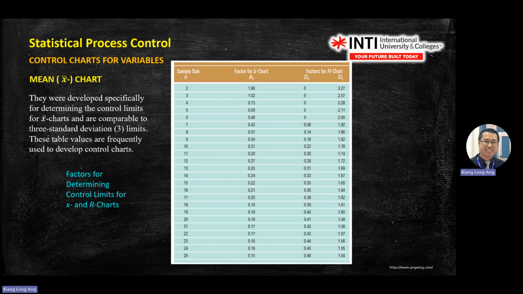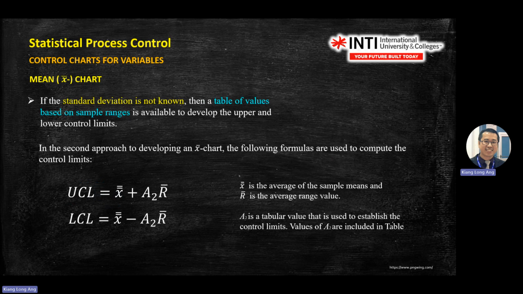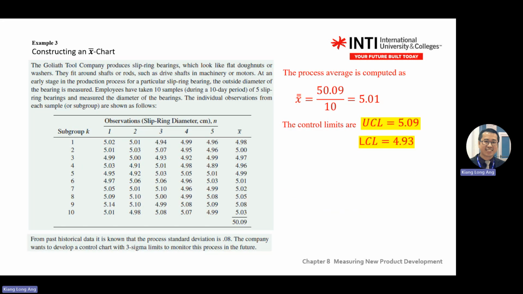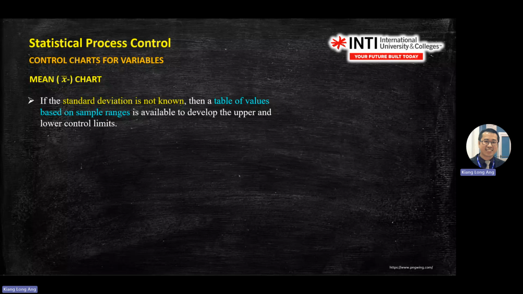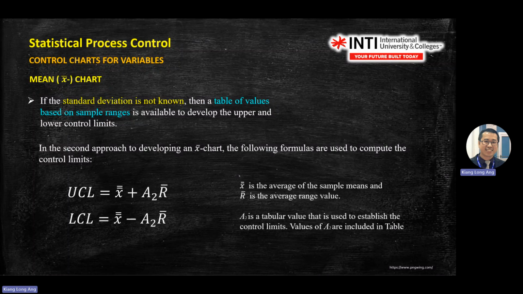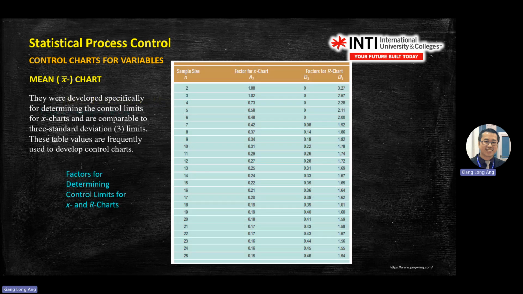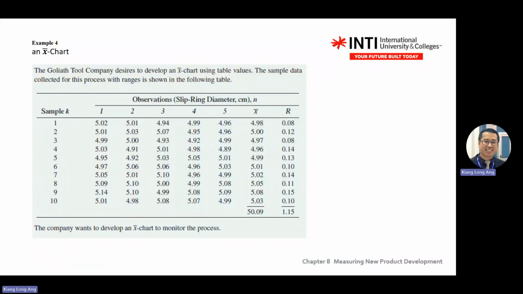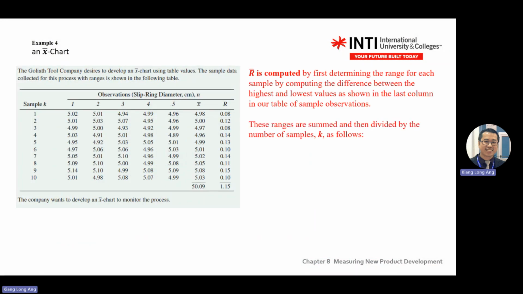You need this table to calculate D1, D2. Let me see. Okay. When you do not know the standard deviation, you use this table. So this table, you have D1, D2, for R chart, which means range chart. So you look at this example. Okay. You calculate the range by this formula. Okay. How do you know you need to use this one? When you see the table with the R value, you just substitute this value and calculate.